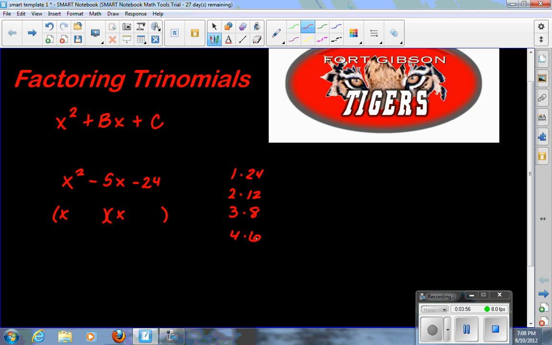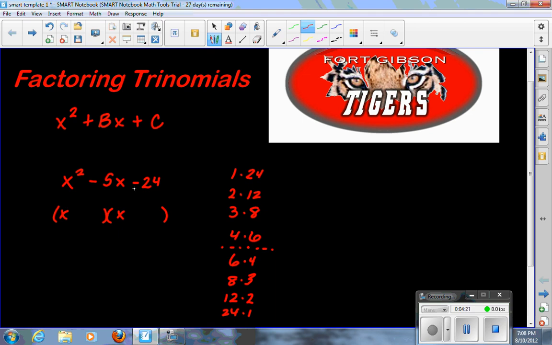You'll notice that once we get to 4 times 6, the next one is 6 times 4, but that's the same thing. We don't have to keep listing all these, because these were already up there. So you can stop right here. Once you repeat yourself, you're done. So these are the things that multiply to 24. Which one of these pairs will add to negative 5? Well, then you got to say none of them do.